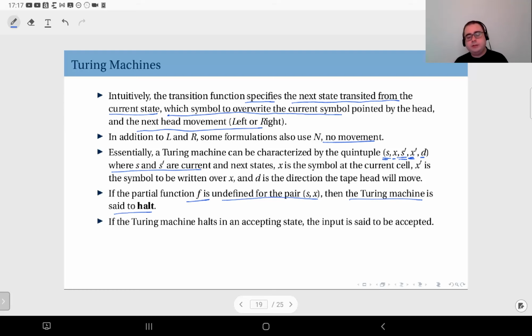If you cannot find any configuration for your next action in the definition of the Turing machine, then we say that the Turing machine halts. If the Turing machine halts in an accepting state, then the input is said to be accepted.